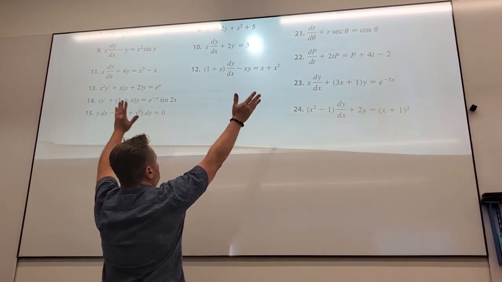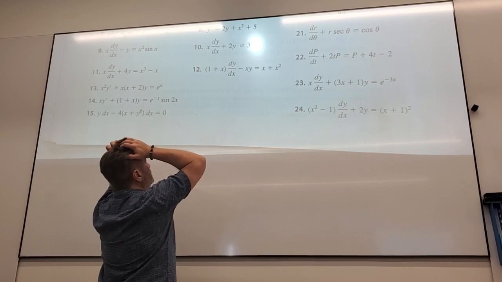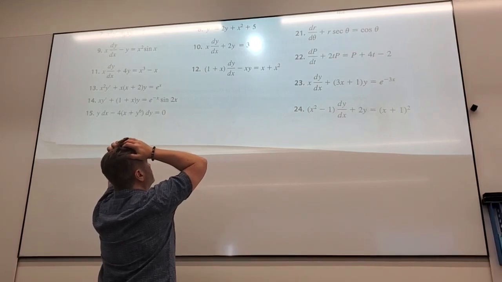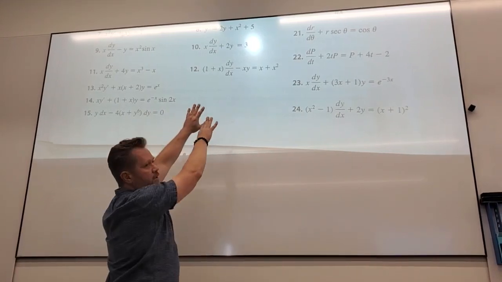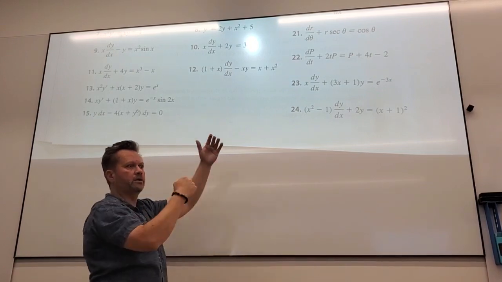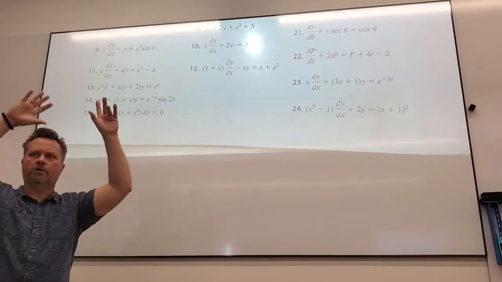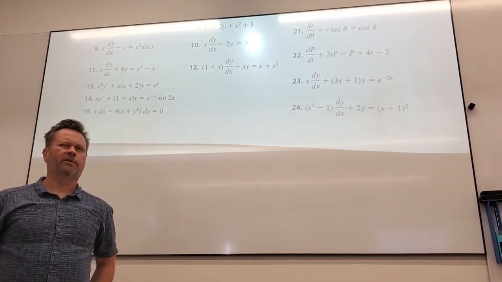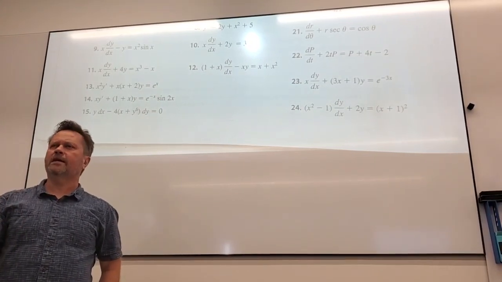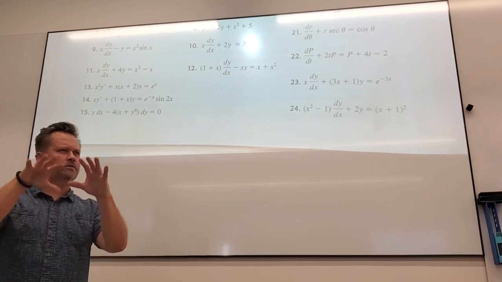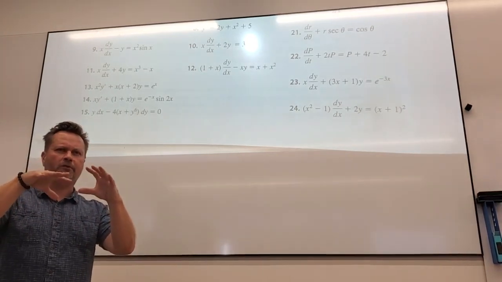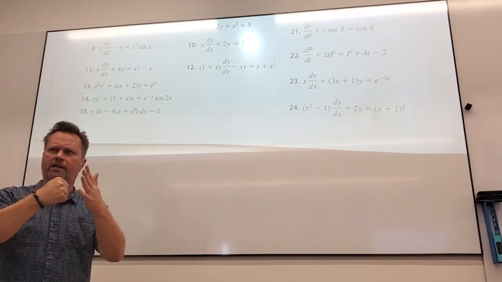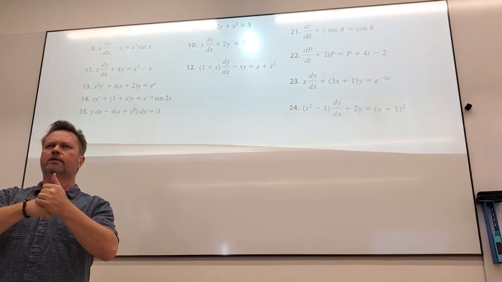Why is that linear, very quickly? All the y stuff is just to a first power, and they're not multiplying each other, so they don't become some weird pseudo higher power. Like if I have y dy/dx, that's not really anything squared, but it's sort of this weird higher power in a different way. It's two things related to y that are multiplying each other. I don't know if that makes sense.